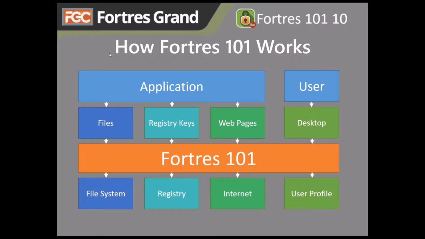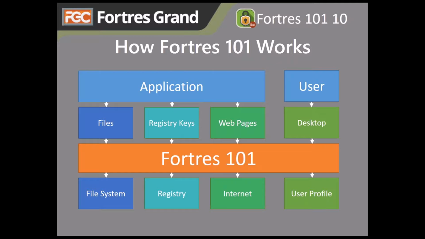Fortres 101 works by intercepting the different areas of the system like file access, registry access, internet access through web pages, and also the user doing things on the desktop. And so it sits in the middle and looks at the configuration that you've set up for that security group and decides whether or not a file operation should be allowed or denied based on those security settings. The same thing is true of registry keys or web pages or moving things around on the desktop. If you have those things locked down, the user won't be able to do that.